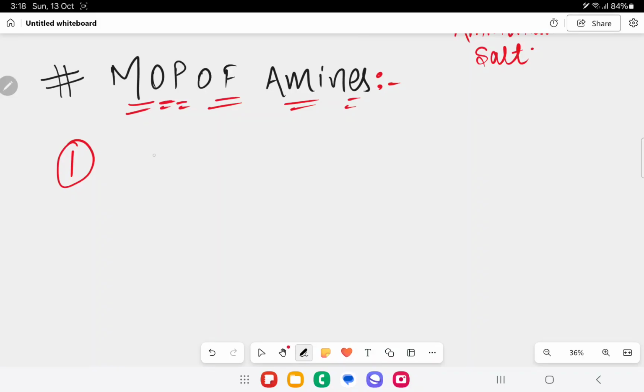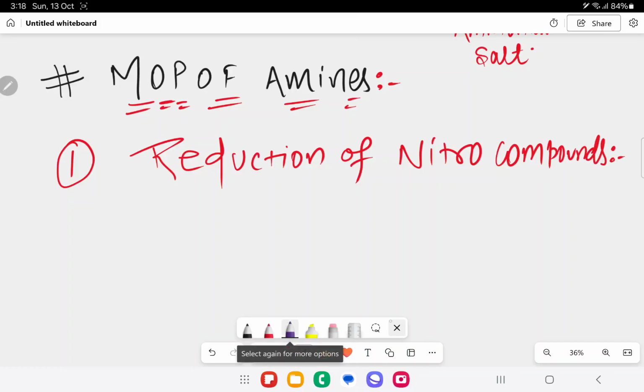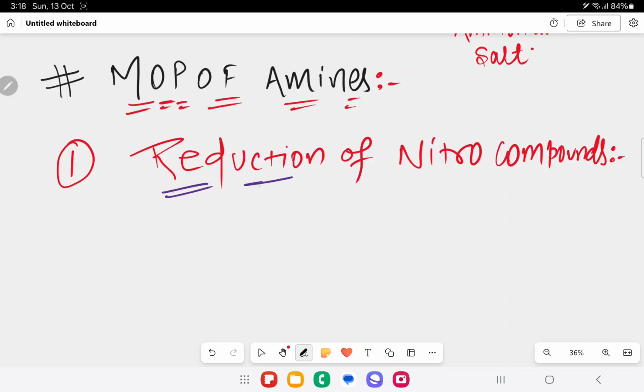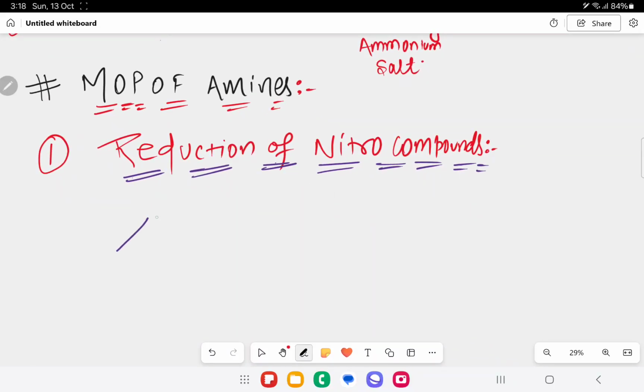So over here, the first method of preparation is known as reduction of nitro compounds. What happens in the reduction of nitro compounds? First of all, we will take nitrobenzene and some reagent. That reagent converts the nitro compound into aniline. I am not going to go slowly, I am just going to be fast, because I know you all are very talented.